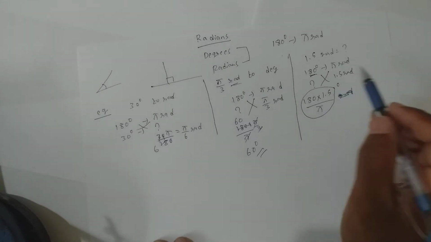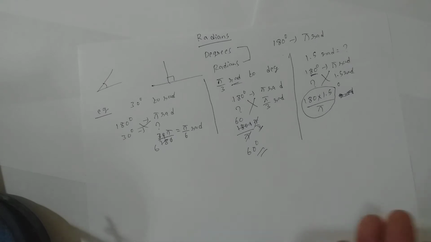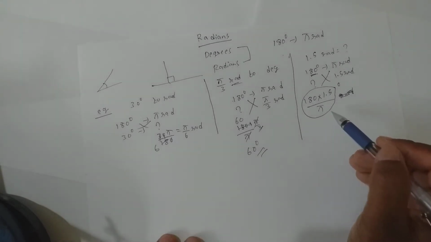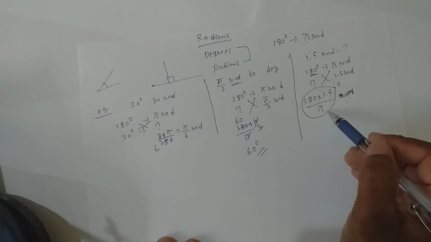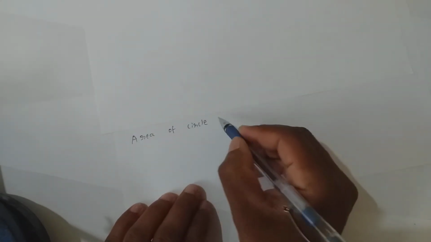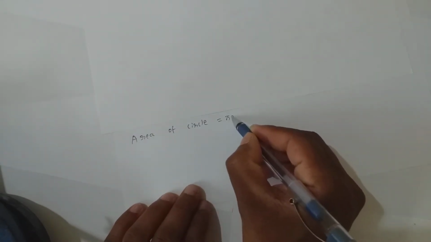Am I clear? How do we convert from degrees to radians and radians to degrees? Clear enough, right? And in the calculator, use the pi symbol. Instead of typing 3.14 or 22 by 7, use the pi symbol present in the calculator. Next is, what is the formula for area of circle? Area of circle formula is pi r square.